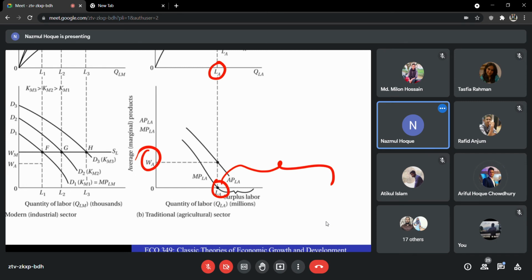Sir, what is the M representing in the left side of the graph? M1, M2, M3. M is for manufacturing sector, okay, or modern sector. Got it, sir. And A is for agricultural sector or the traditional sector in the rural areas.